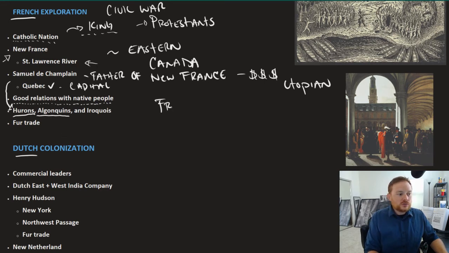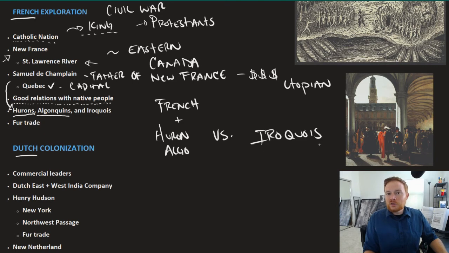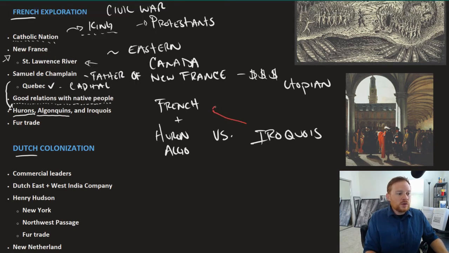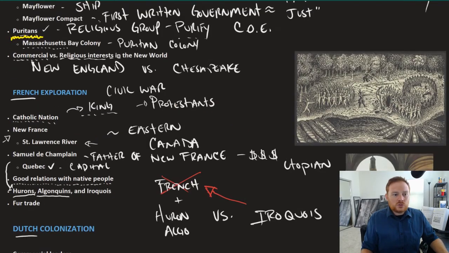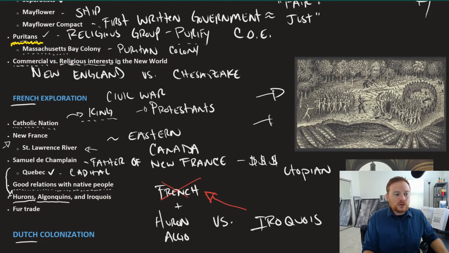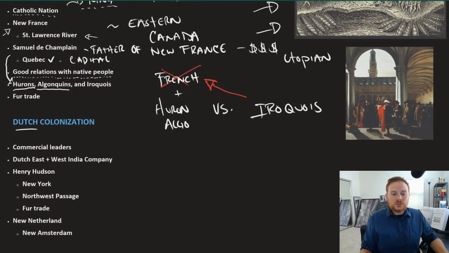And so the French are essentially able to build these alliances. However, before the French even got there, the Huron and the Algonquian were at war with the Iroquois. And because the French have now allied themselves with the Huron and the Algonquian, what does that make them in the eyes of the Iroquois? It makes them the enemy. And so this image right here is a picture of Champlain, despite his best efforts to make friendly relations with everybody in the New World, finding himself at war with the Iroquois due to the tribal differences.